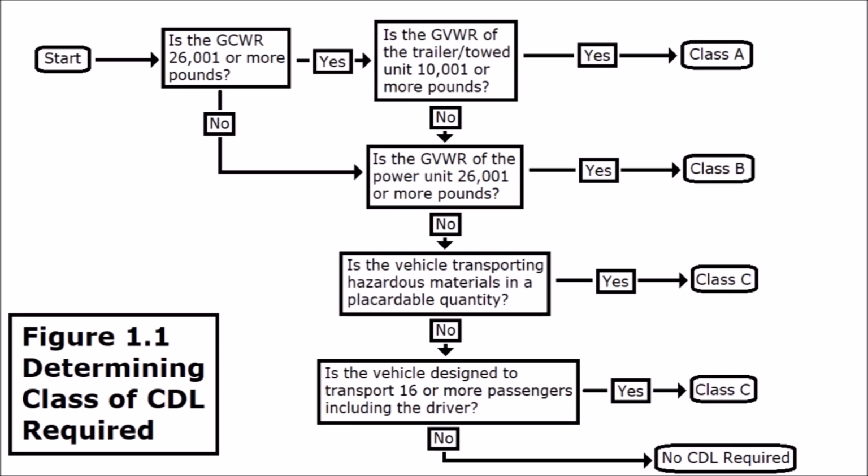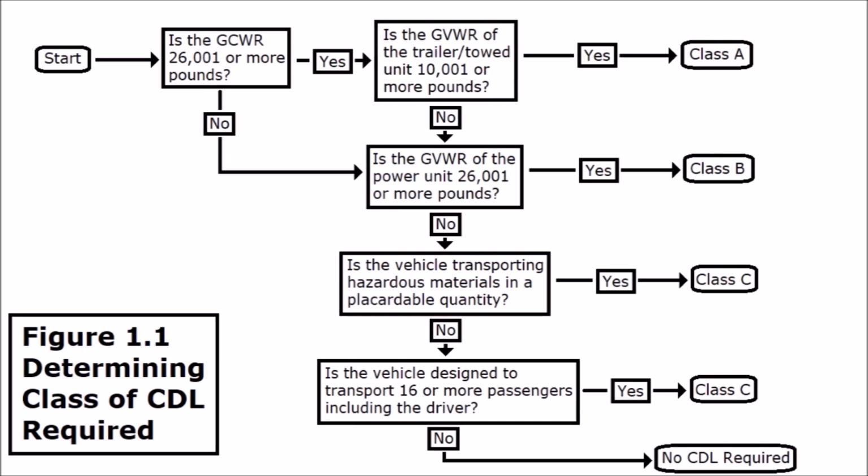Chart on page 1-1, Figure 1.1. Does the vehicle or combination of vehicles have a manufacturer's weight rating, GVWR, over 26,000 pounds? No. Is the vehicle designed to carry 16 or more people, including the driver? Yes. You need a Class C CDL. No. Does the vehicle require hazardous material placards or transport a select agent or toxin? Yes. You need a Class C CDL. No. You do not need a CDL.